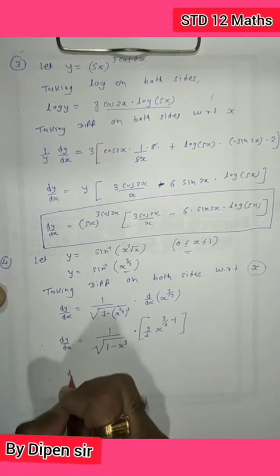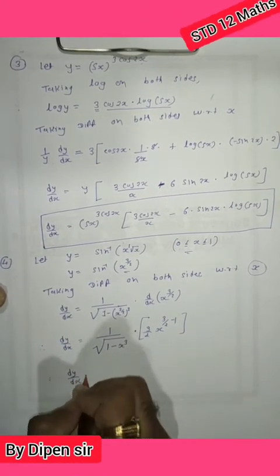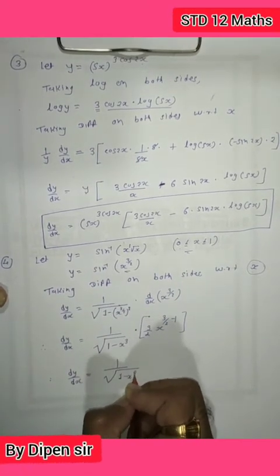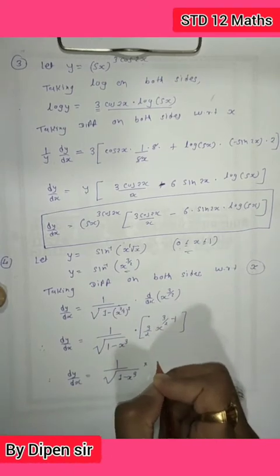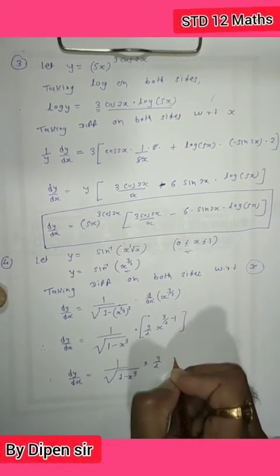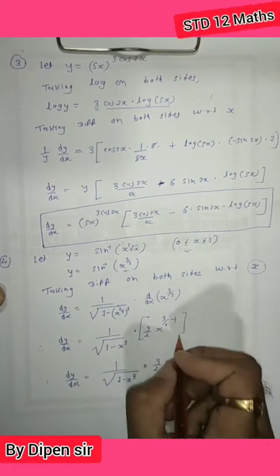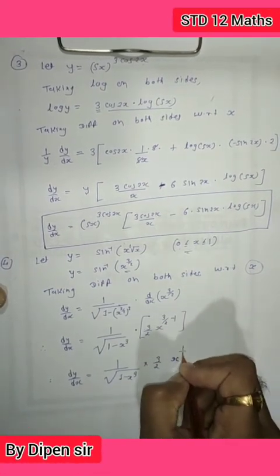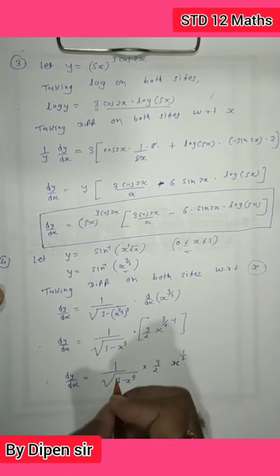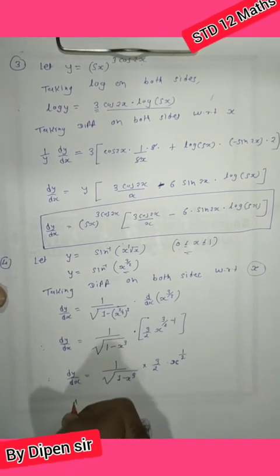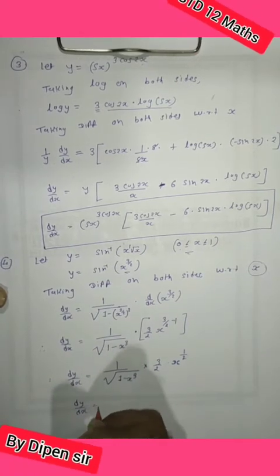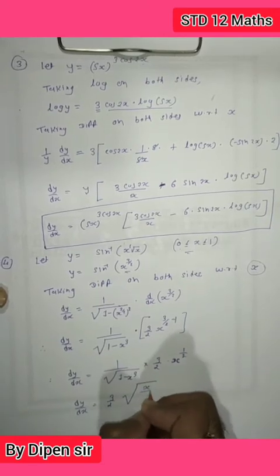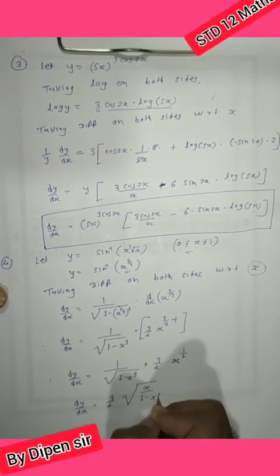So we will get our ultimate final answer. Dy by dx is 1 upon square root of 1 minus x cube into 3 by 2 into x raised to 3 by 2 minus 1. 2 ones are 2, it's a 1 by 2. 1 by 2 means square root of x. So this can be written with this bracket. So further simplification is dy by dx equal to 3 by 2 square root of x upon 1 minus x cube.